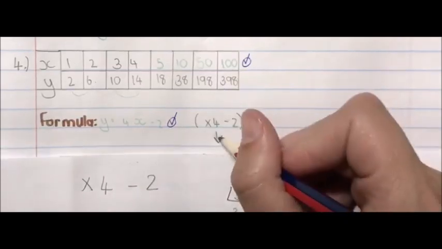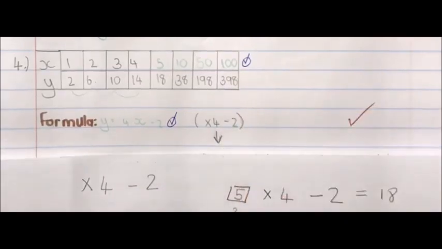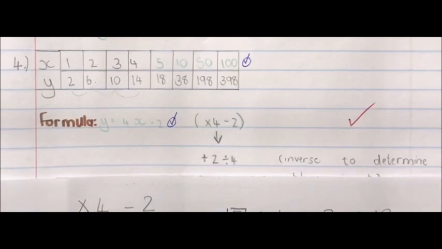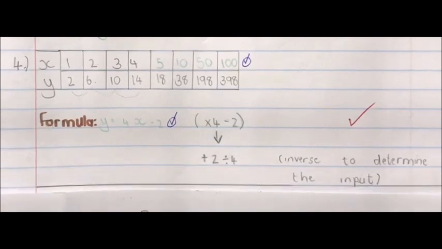Below the rule, I want you to draw a little arrow and then write the inverse calculation. So you write there plus 2 divided by 4. And then in brackets, inverse to determine the input. So then you know we used an inverse calculation to work out the input values.